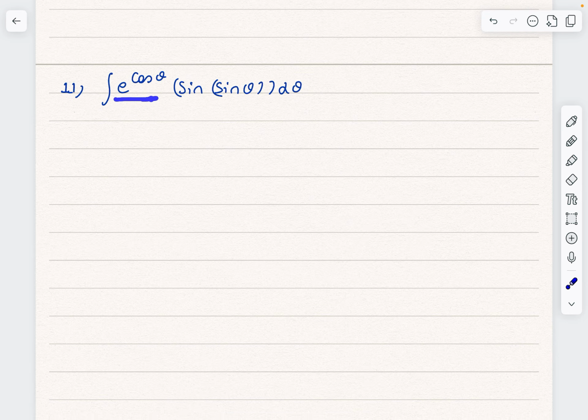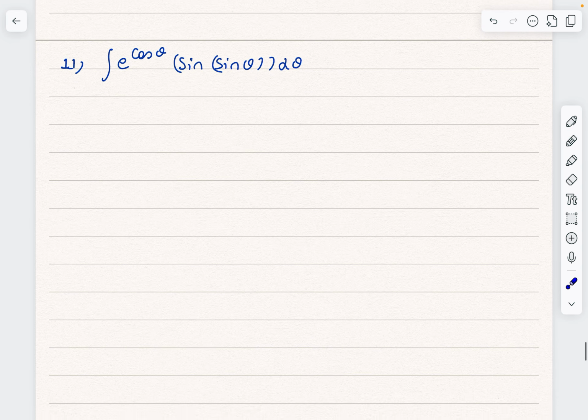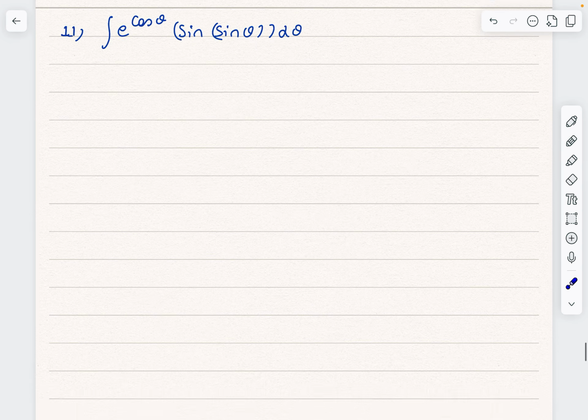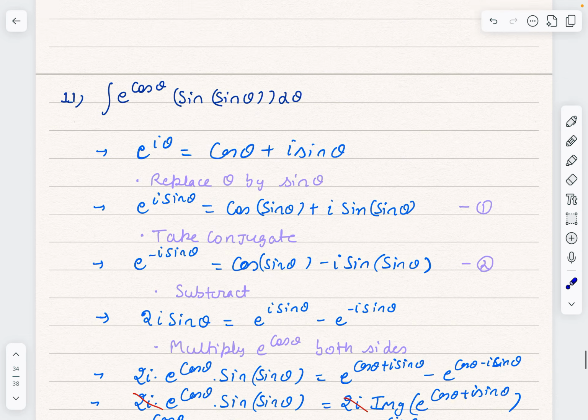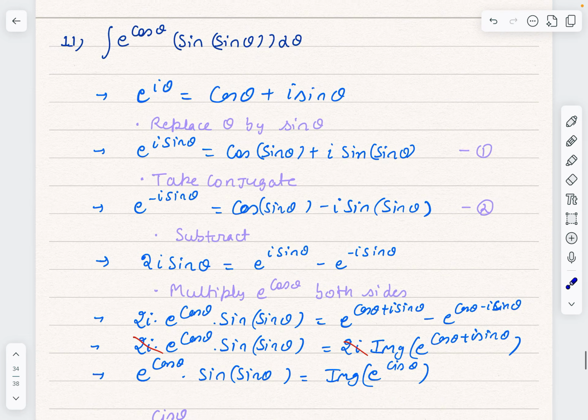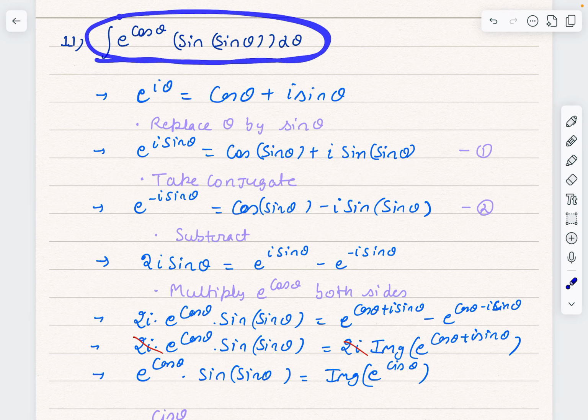Integration of e power cos theta into sine of sine theta d theta. Now this is a good problem. Give it a try, but I think it'll be difficult for you guys, so I'll just discuss it. How do you use complex numbers to integrate this? Solving this without complex numbers may not be possible, so we have to use complex numbers here.